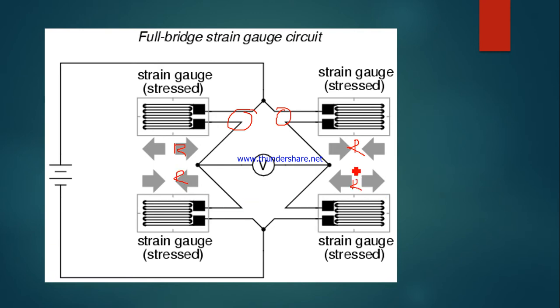Let us take each R as 1 ohm, and suppose you are using 10 volt excitation. So for this branch, because 2 R and R are in series, the total is 2 ohm, and this side is also 2 ohm. So the equivalent resistance: 2 and 2 are in parallel, so 2 into 2 divided by 2 plus 2, which will be 1 ohm.